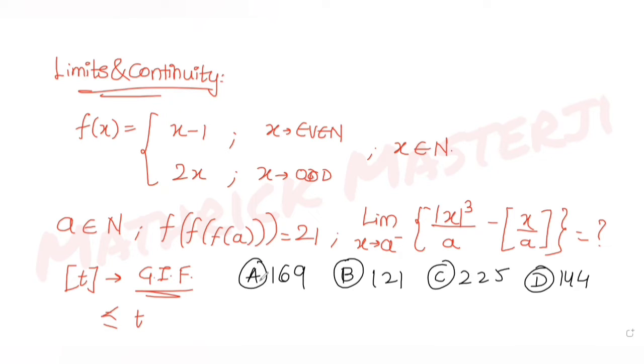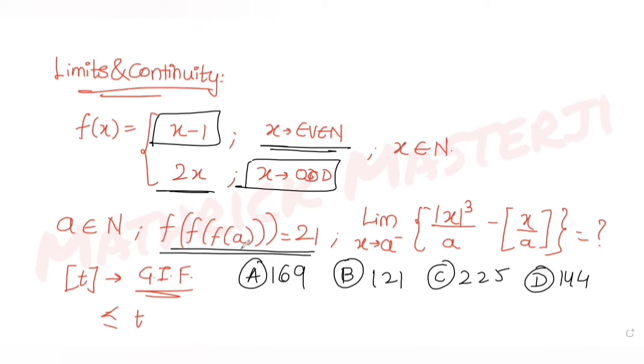Let's see the solution for this question. We have been given that when x is even, you follow this idea for the function, and when x is odd, you follow this idea for the function. And f of a is 21, where a belongs to any natural number. So let's talk about this.